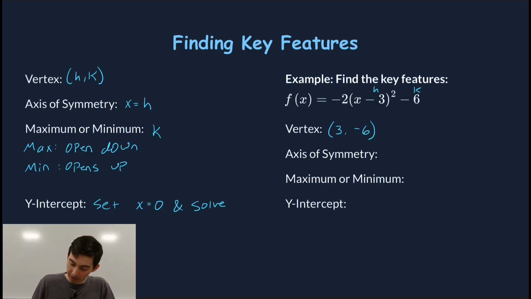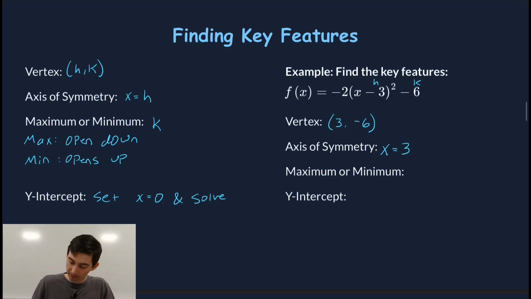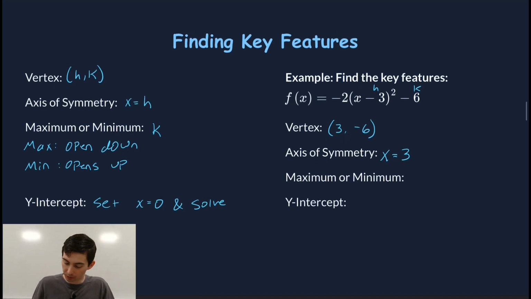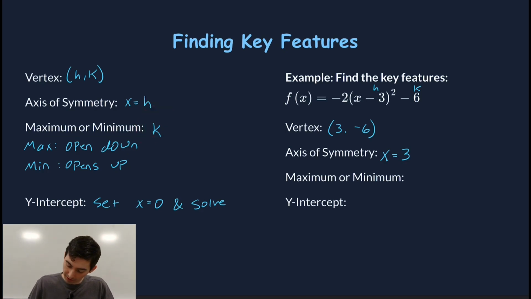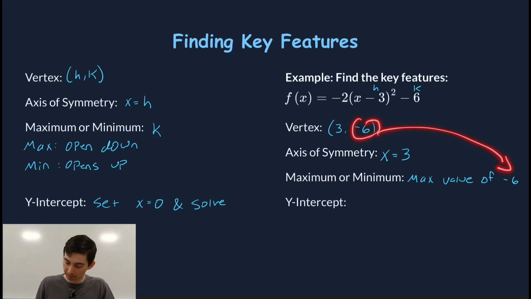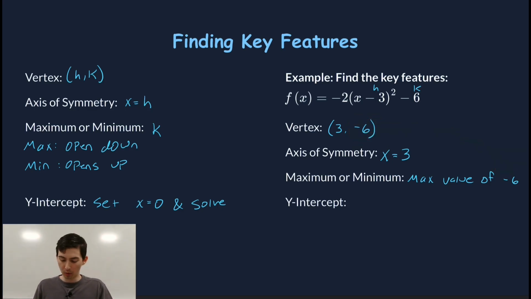My axis of symmetry is always x equals h. And we just said h in this case was 3. So my axis of symmetry is x equals 3. For maximum or minimum, I see that this graph is negative, which means it's going to be opening down. And if we're opening down, we're going to have a maximum, and it's going to be at k. So I'm going to say this is a max value of negative 6, because that's my k value from my vertex.